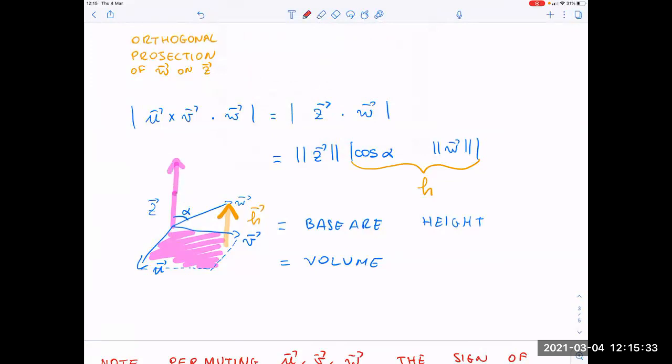But when you make the orthogonal projection, what you are getting is just the height. You are just getting H, okay? So a three-dimensional picture can always be a little bit confusing, I know.